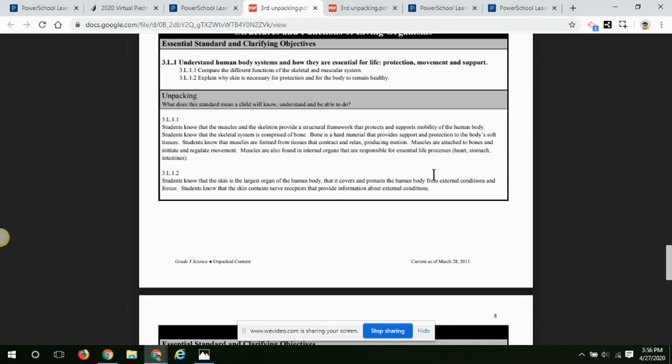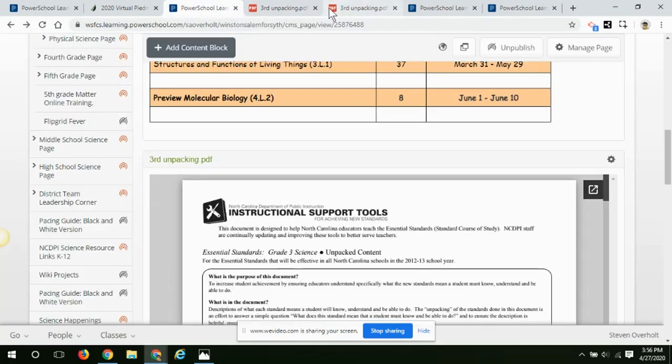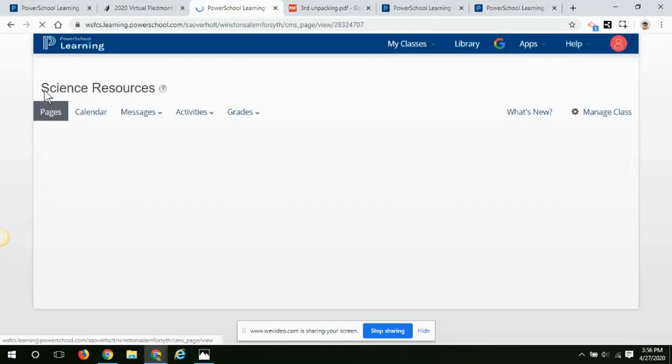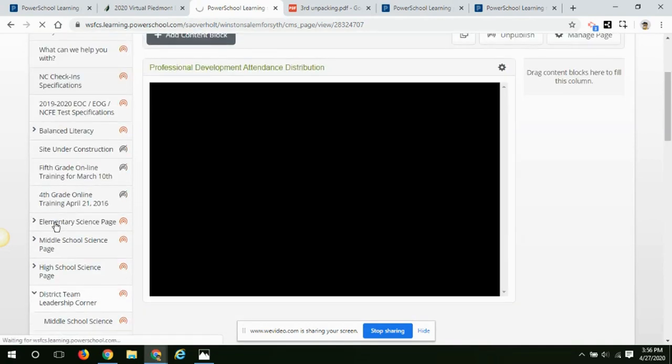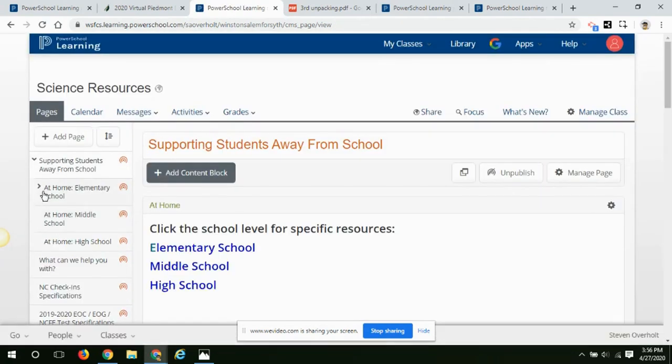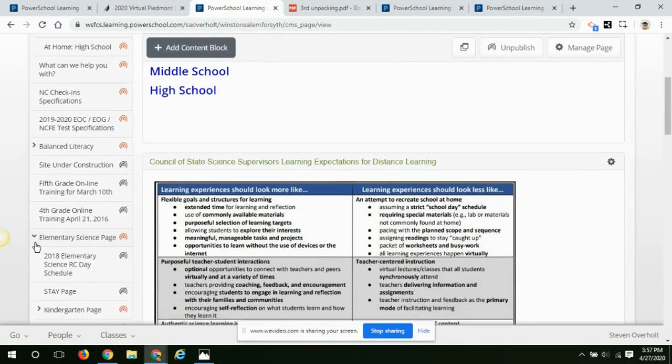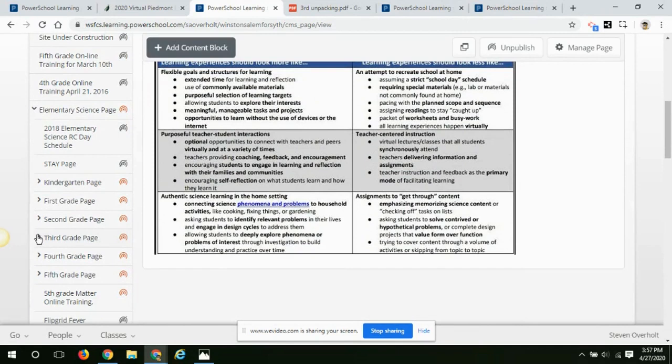So coming into this and looking at what this says about our content helps us to understand that a little bit better. As we jump back out of here, we're going to go ahead and get into our third grade life science page. So I'm going to click third grade. We're going to click on life science. Sorry. We're going to click on elementary. We're going to scoot down to third grade. Life science, and we're going to get into structures and functions, but we're going to go to the resources page.